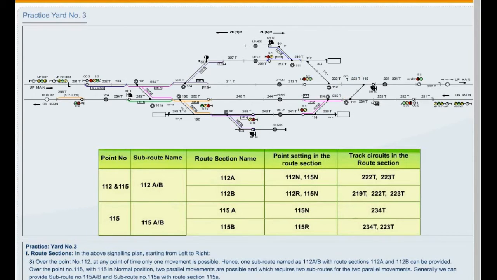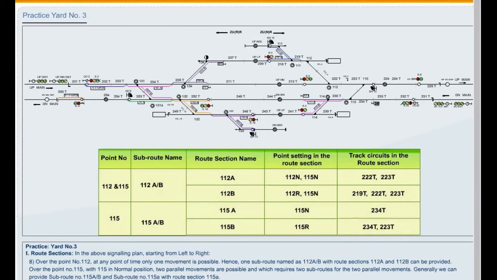Over the point number 112, at any point of time only one movement is possible, hence one subroute named as 112a by b with route sections 112a and 112b can be provided. Over the point number 115, with 115 in normal position, two parallel movements are possible and which require two subroutes for the two parallel movements.